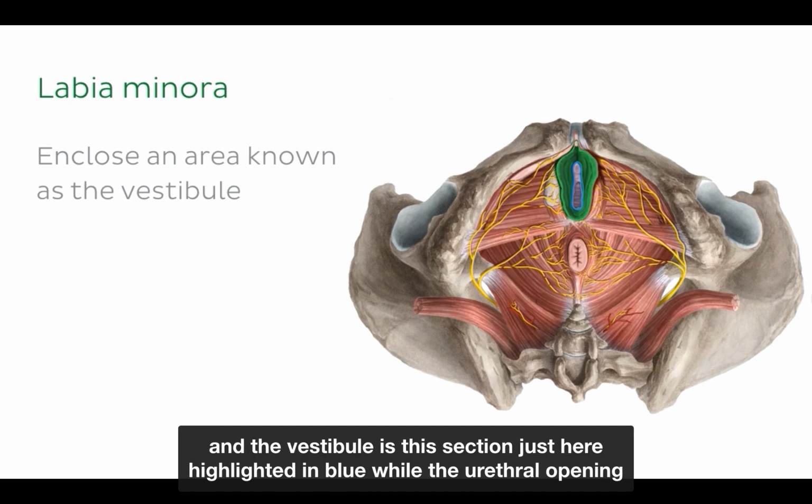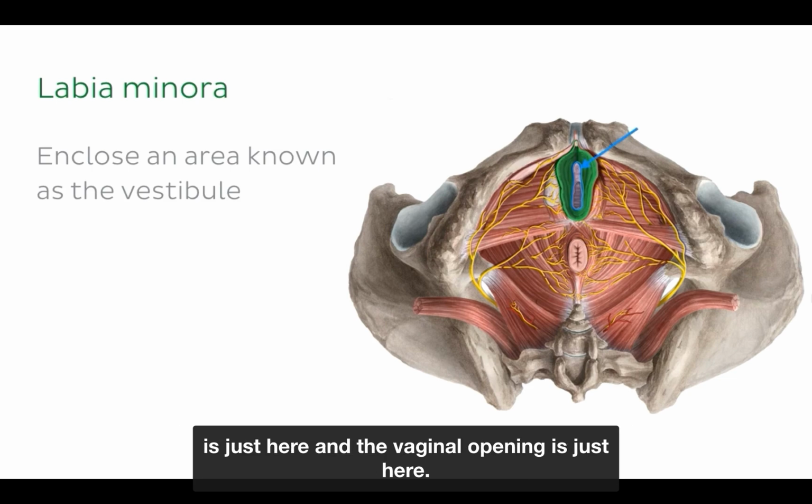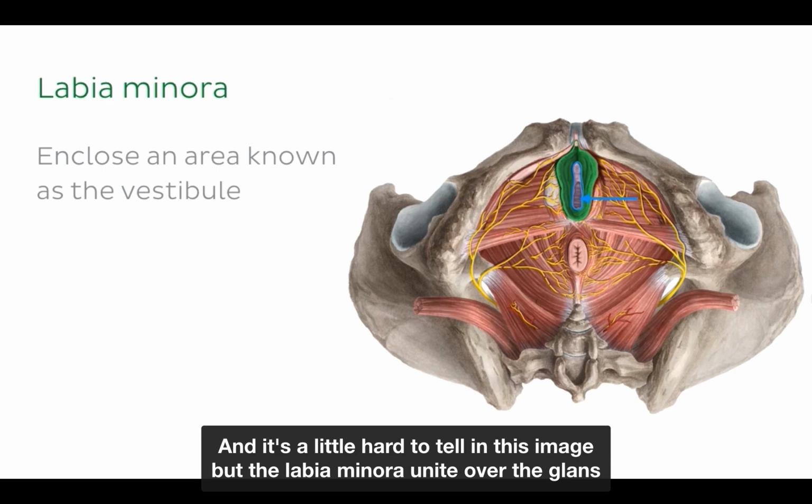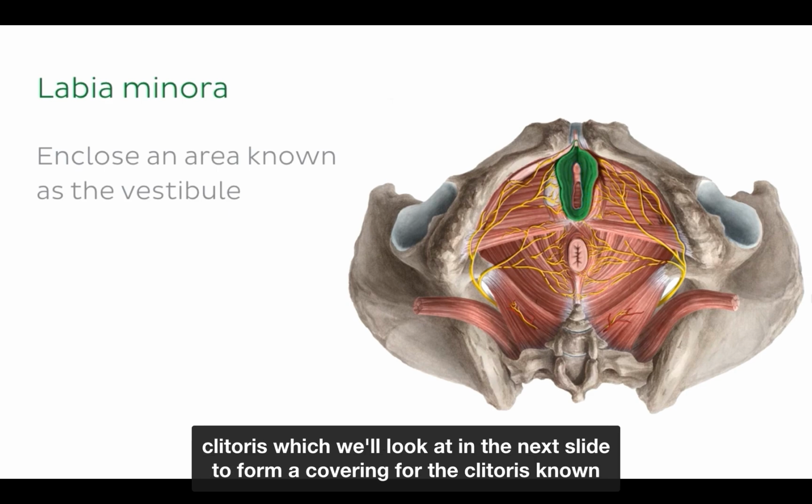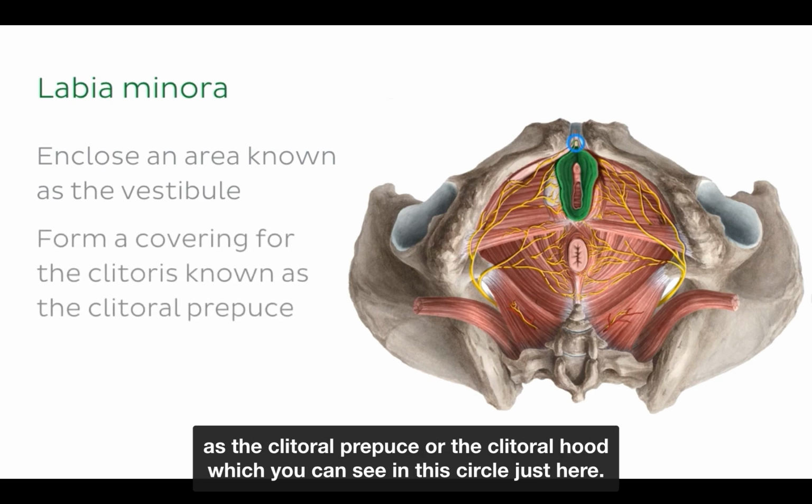And the vestibule is this section just here, highlighted in blue, while the urethral opening is just here, and the vaginal opening is just here. And it's a little hard to tell in this image, but the labia minora unite over the glans clitoris, which we'll look at in the next slide, to form a covering for the clitoris known as the clitoral prepuce or the clitoral hood, which you can see in this circle just here.